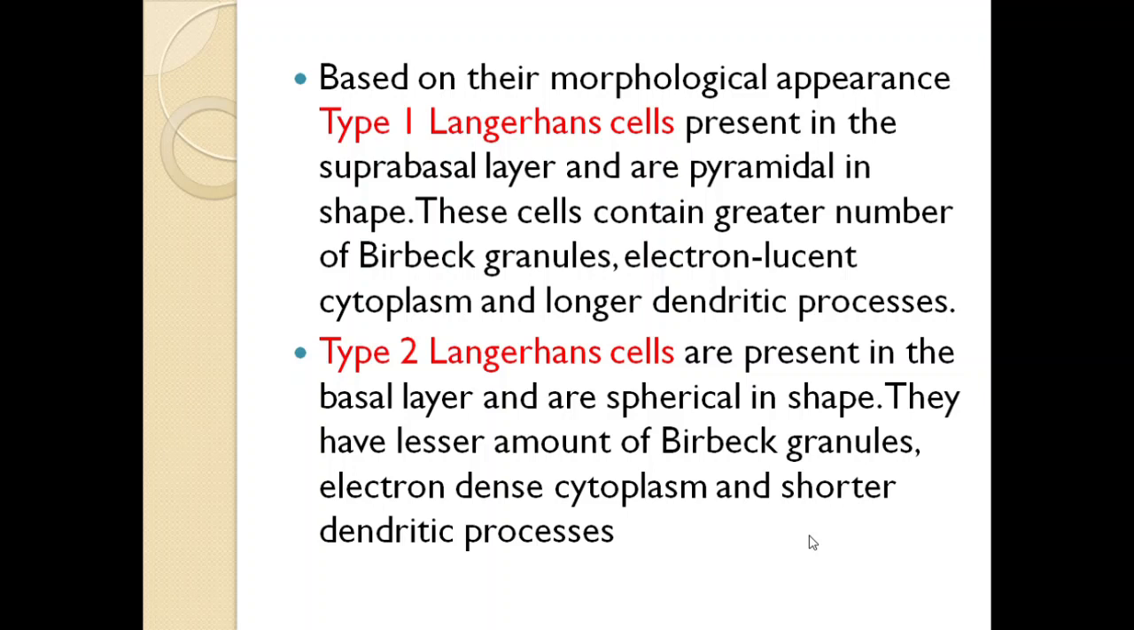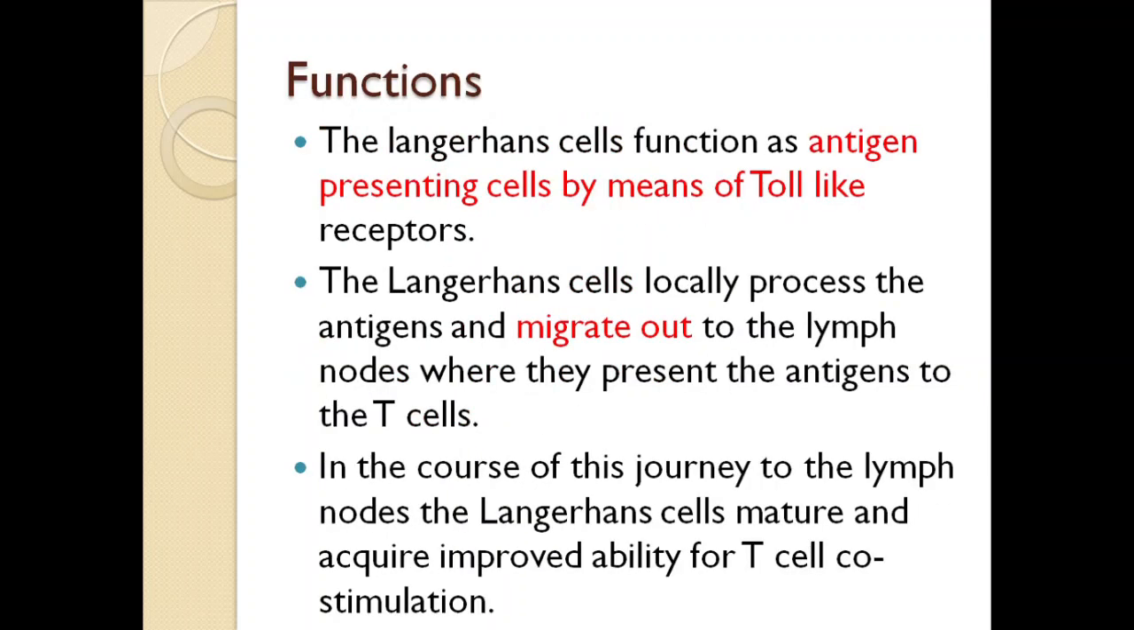Type 2 Langerhans cells are present in the basal layer and are spherical in shape. They contain fewer Weber granules, electron-dense cytoplasm and shorter dendritic processes. Function: Langerhans cells function as antigen-presenting cells by means of toll-like receptors.